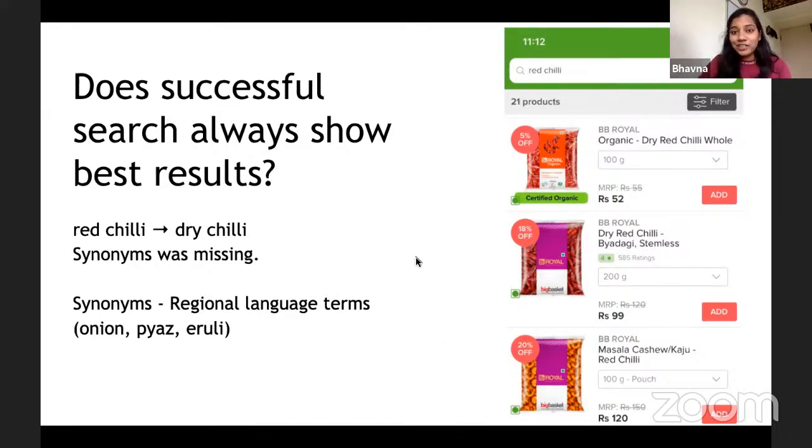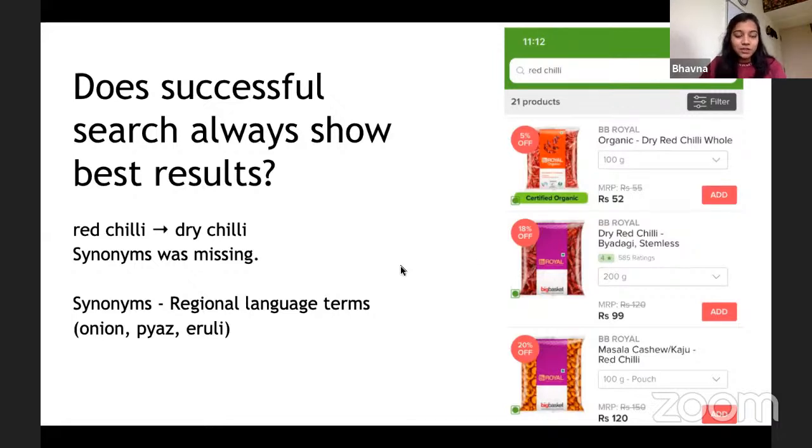When people search for red chili, you can even search that on Google, you will find dry chili products, right? So what customers are trying to search for is dry chili. But when users were searching for red chili, we were showing this and the conversion was very low. So that is when we searched on Big Basket and saw, oh, we are showing the wrong results. So that is when we added synonyms.